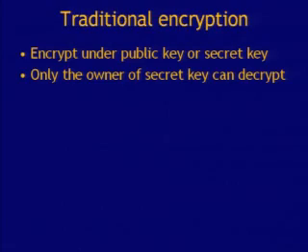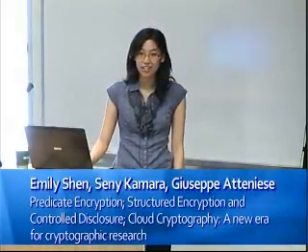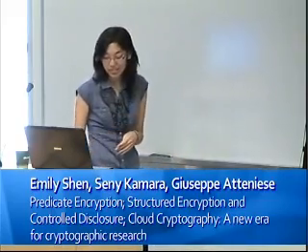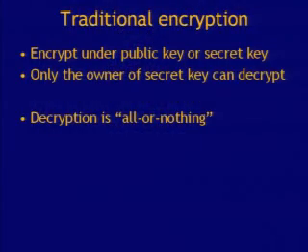Okay, so in a traditional encryption scheme, you can encrypt data under a public key or a secret key, and then only the owner of the secret key can decrypt the data. So in a sense, decryption is sort of all or nothing. If you have the secret key, you can decrypt the message, and if you don't have the secret key, you can't get any information. But in some applications, what we want is more fine-grained control over who can access the data and what can be learned about the data.